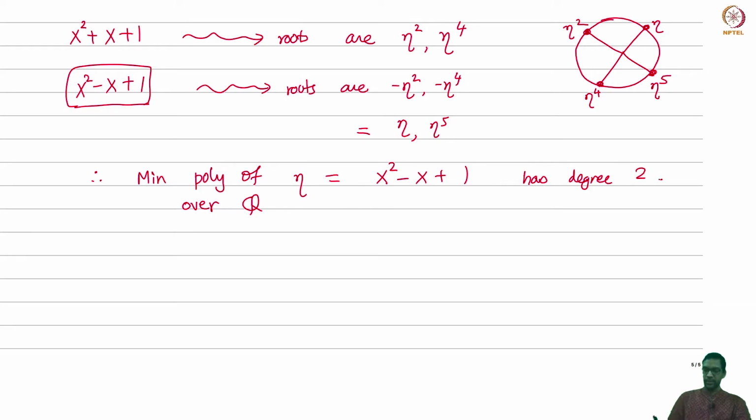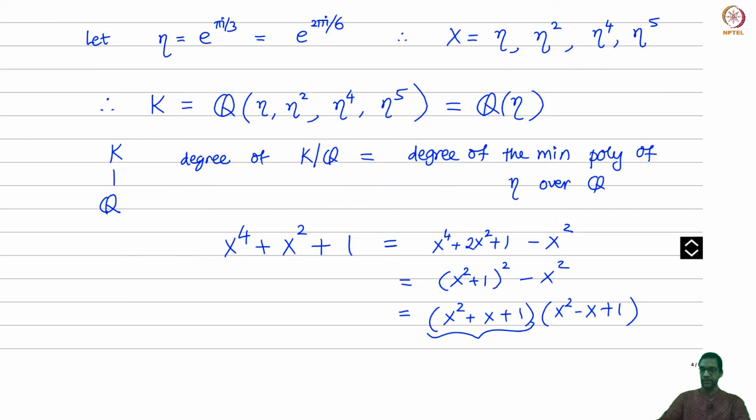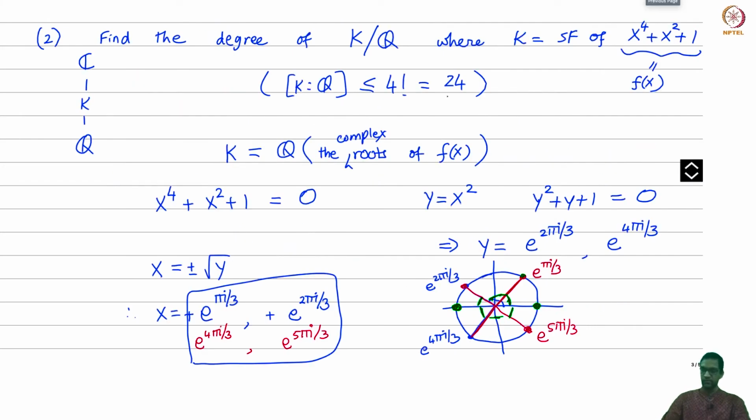Okay, so what does that mean? That well, this extension K over Q that we were looking at, K is Q of eta, this has degree 2. So recall, to start with we said it's at most degree 4 factorial, which is 24, but it turns out that it's actually much smaller. It's just a simple quadratic extension.